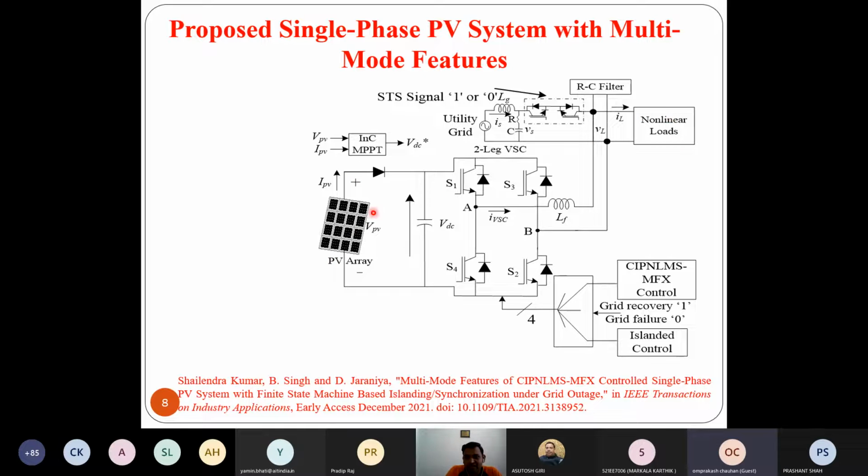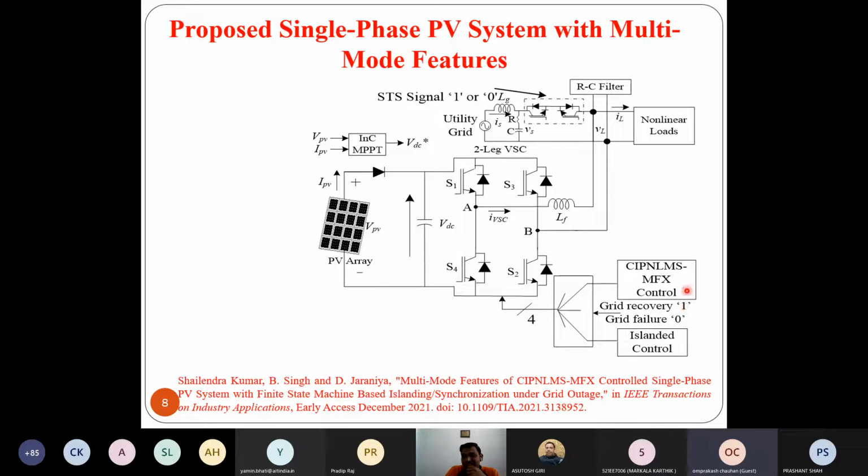So here we are having a PV array, and this VSC will do all the functions like MPPT, because boost converter is not utilized here. It is a single stage system, and here we can use some adaptive control. Some improved proportionate normalized least mean square based filter we have used for the current control, and for the islanded control we have used a voltage based control. This way we have recovered.